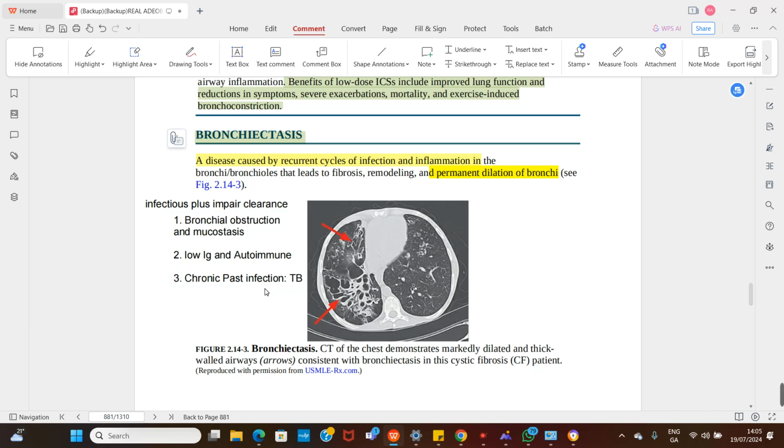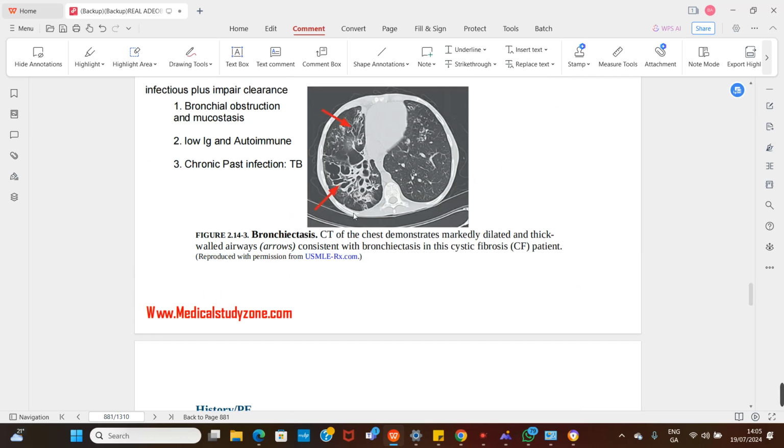Then the last is tuberculosis. So tuberculosis is a very chronic disease. Recurrent infection from tuberculosis can even allow some bacterial infection to set in, and from there destroy the airway. So most of the time, the etiology is usually between 1 and 2: low immunoglobulin, autoimmune disease, as well as anything that causes bronchial obstruction and mucostasis. So this is what we are going to be seeing.